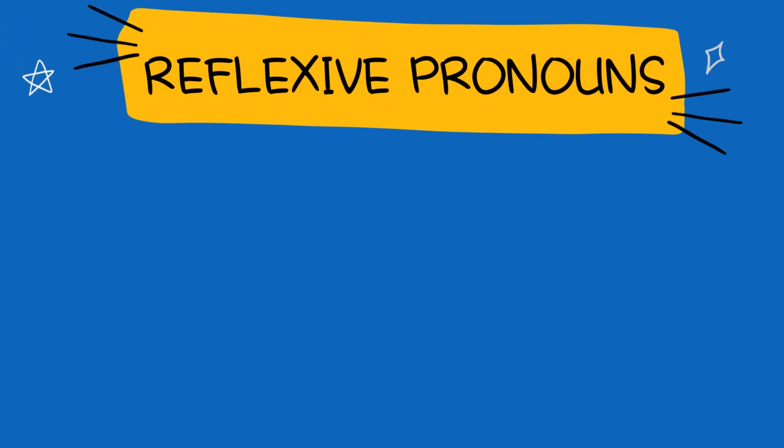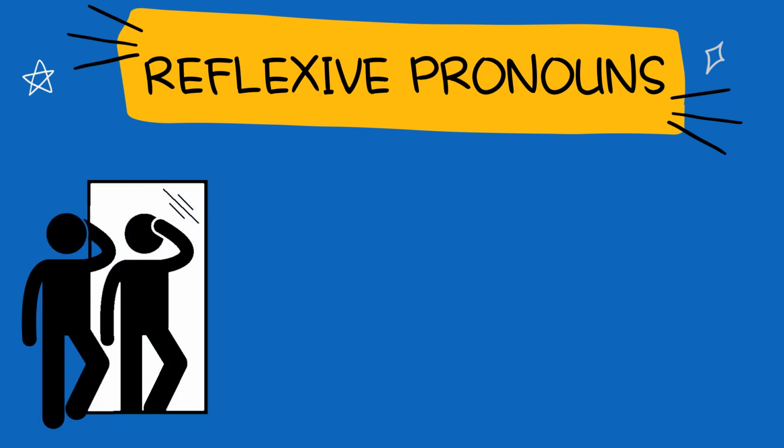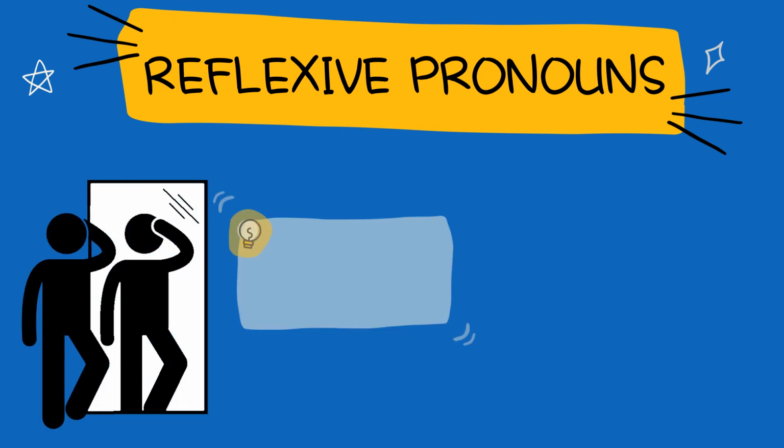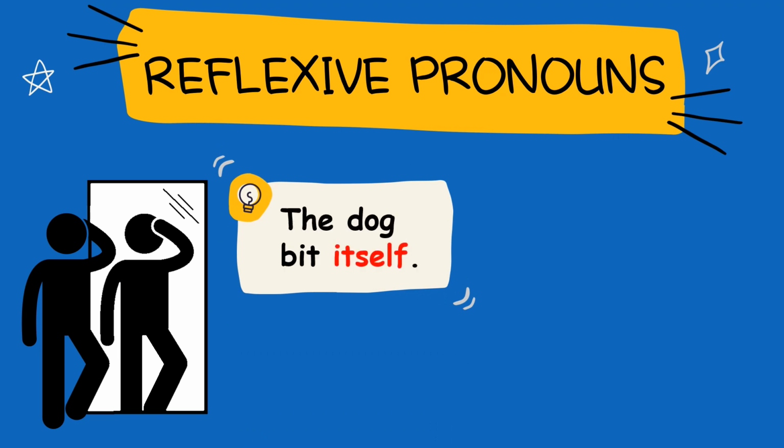A reflexive pronoun comes when the subject and the object refer to the same person or thing. That is, when the action of the verb turns back on the subject, just as we see our reflection in a mirror. For example, the dog bit itself. Here the reflexive pronoun is itself, which refers back to the noun, which is the dog.